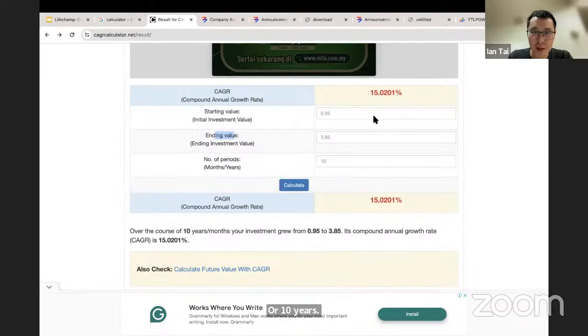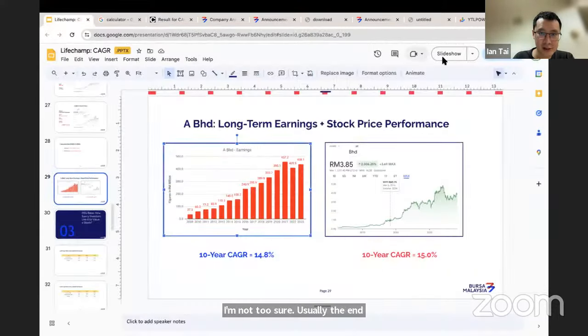Okay. Which year is more reliable? I'm not too sure. Usually the end year is always the final year. So it's just where is your starting point only. If it's 5 years, then you just backtrack: 1 year, 2 year, 3 year, 4 year, 5 years.